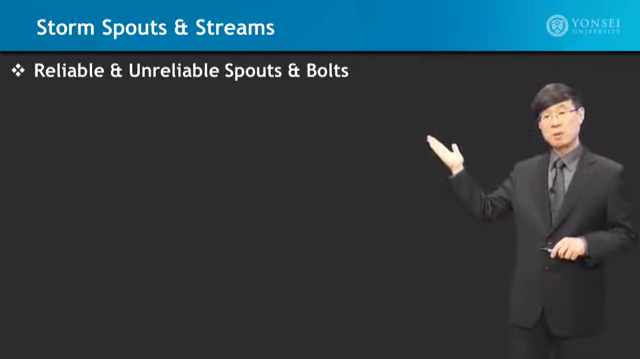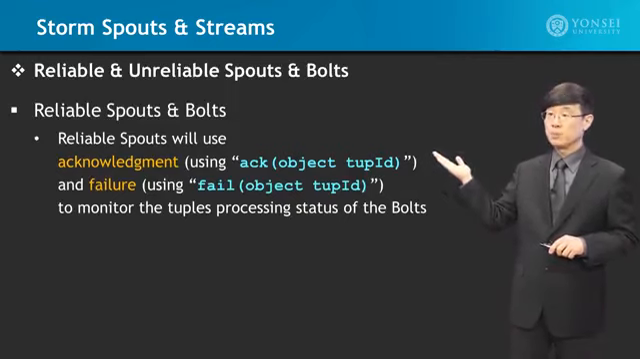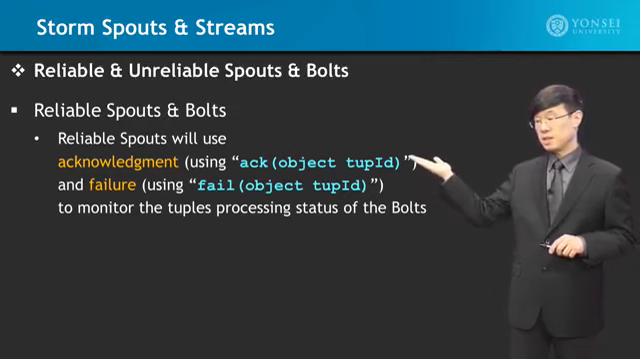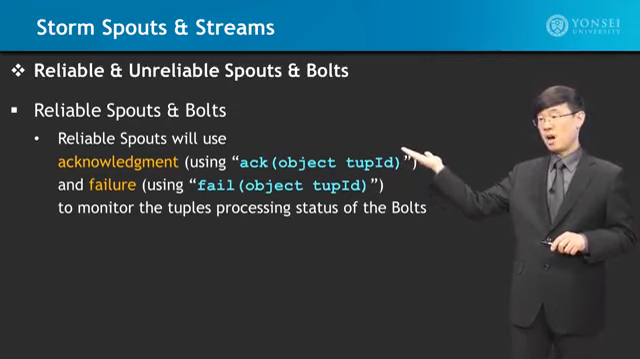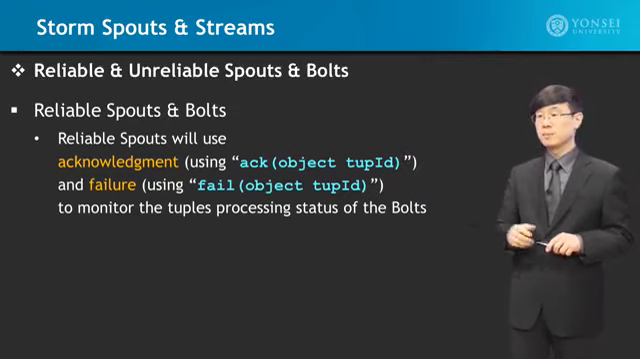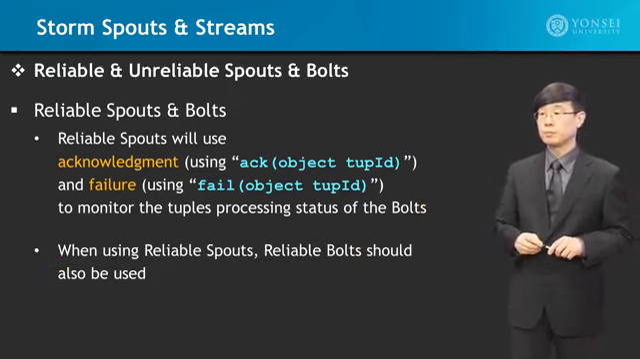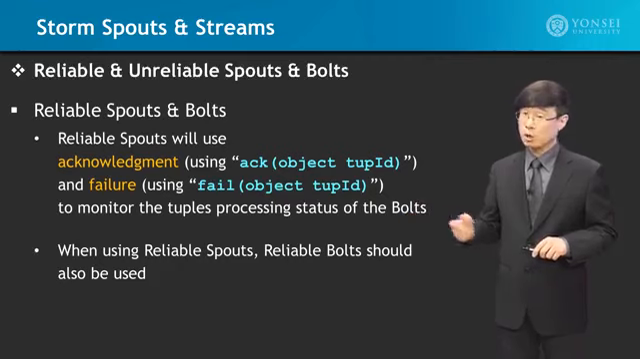Reliable and unreliable spouts and bolts. A reliable spout and bolt. A reliable spout will use acknowledgements, like you see in this message right here, and failures, which you see right here. They have the object and tuple ID included to monitor the tuple processing status of the bolts. When reliable spouts are used, reliable bolts should also be used.